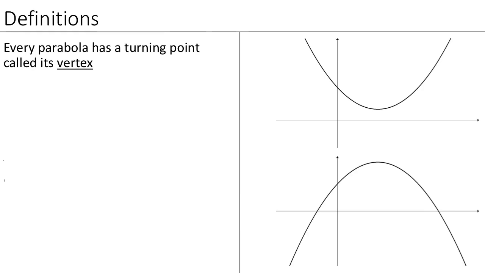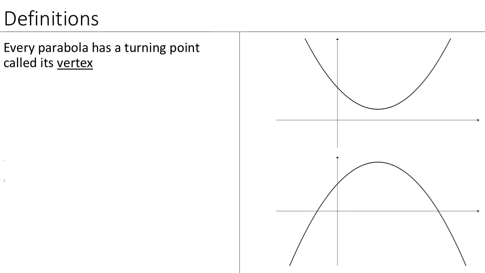Now we're going to talk about the vertex of a parabola, which is one of the most important characteristics of a quadratic graph. Let's start by defining the term. Remember that there are two possible shapes that a parabola can have, either an upward-facing shape or a downward-facing shape. In either case, there is a point where the graph changes direction.